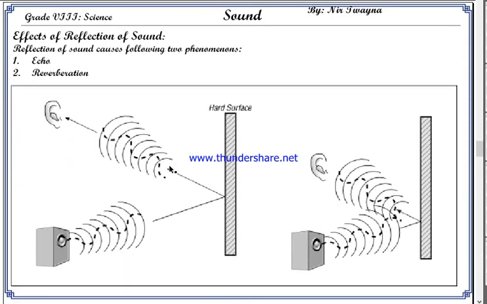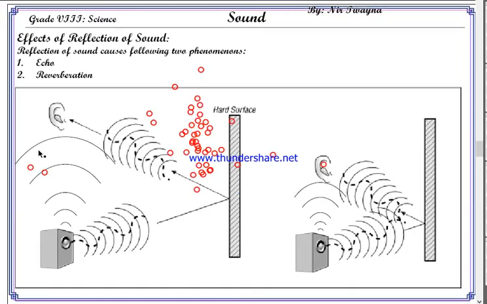Okay, next part, effect of reflection of sound. Because of reflection of sound, we observe two phenomena. These are echo and reverberation, okay. Now what happens is, when sound waves are produced by a source, that wave travels. Let's take an example of echo first.